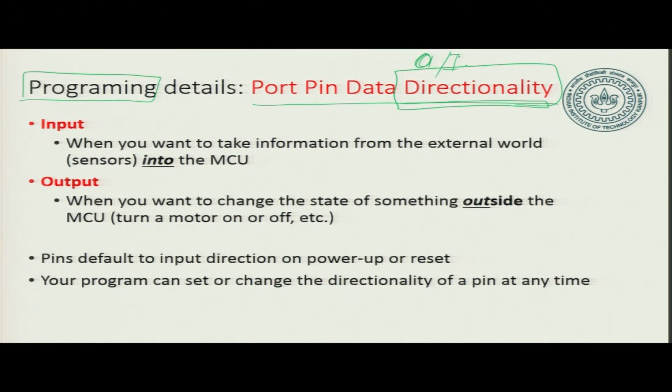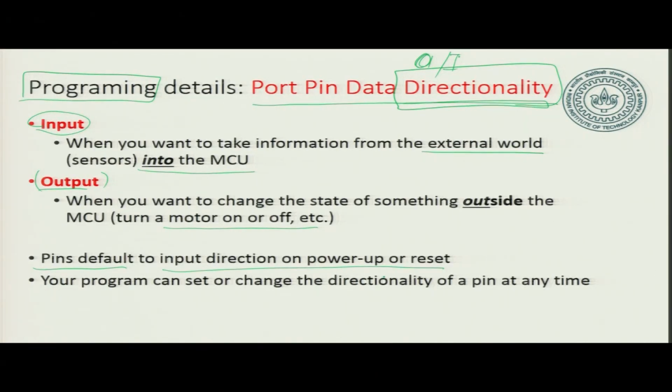Now, input means when you want to take information from the external world, for example, you are reading information from a sensor, okay. It can be digital, it can be analog. When you are taking input from the external world, this is essentially called input, and you are taking information into the machine control unit. The other is output. When you want to change the state of something outside the MCU, that means you want to turn on a motor or turn off a motor, you are giving information out to the environment. That would be called output. Okay. So, a pin can be input or it can be output. There are only 2 states. Now, by default, a pin defaults to input direction on power up or reset. Okay.